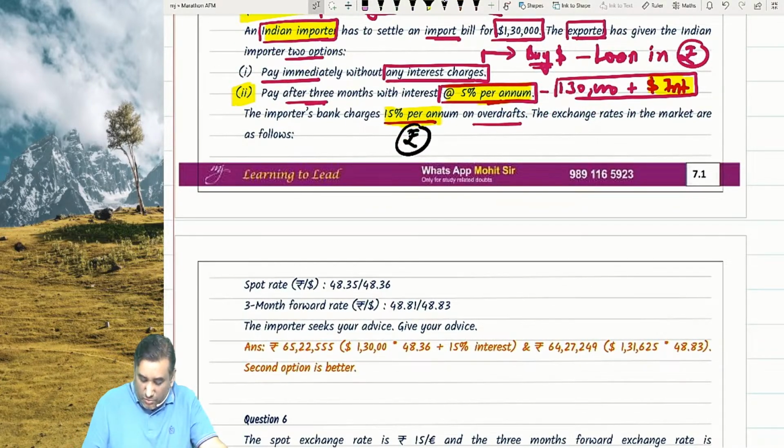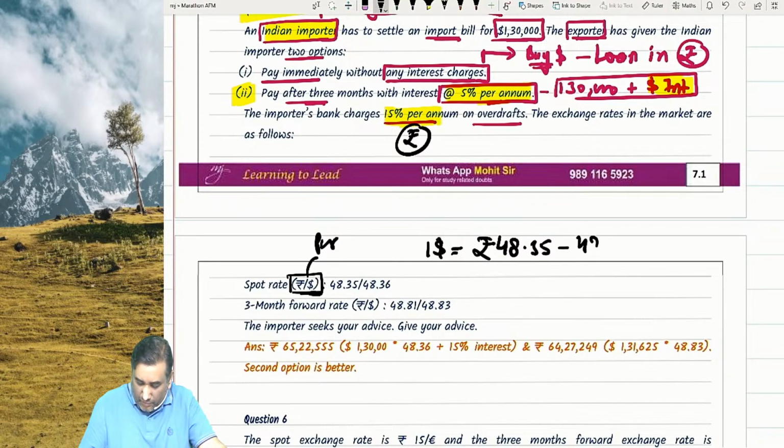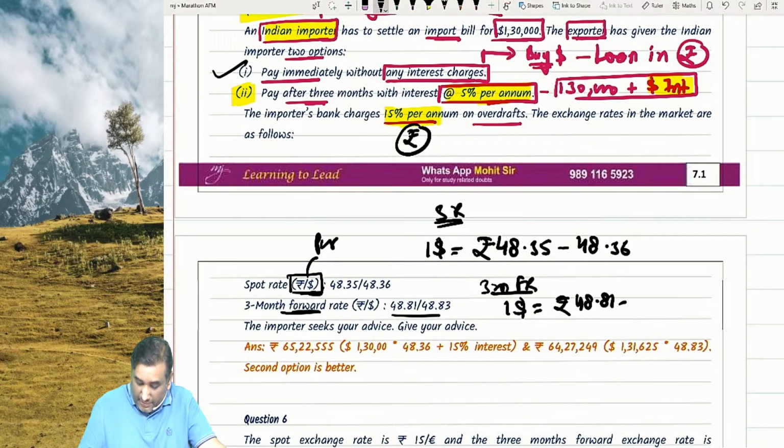The spot rate he gives you, the way of reading this is rupee per dollar. $1 is equal to rupee 48.35, 48.36. The spot rate would be applicable if the payment is done today. The 3 months forward rate will be applicable if the forward route is taken. $1 is 48.81, 48.83. So if the payment is done today, it will be settled at today's spot rate. If after 3 months, it will be settled at the 3 months rate.